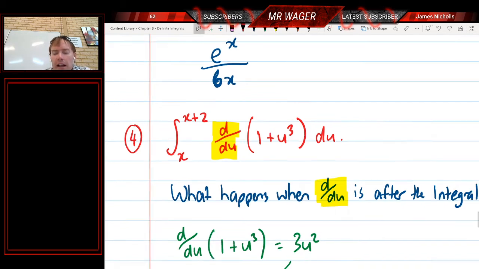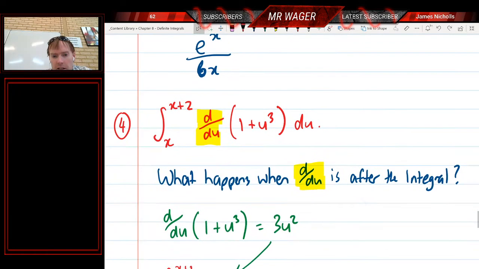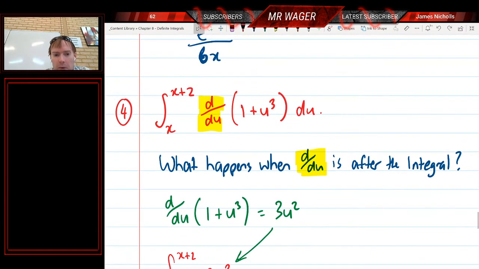So how does that affect things? Let's try it out with our little mini example here first. Let's do the derivative of what's inside the brackets first, and then we'll anti-differentiate this thing and see what we get. Okay, so let's try that. So d/du of 1 plus u cubed is 3u squared. So it's just the derivative of what's inside the brackets. But now we're going to apply this definite integral to this, 3u squared.